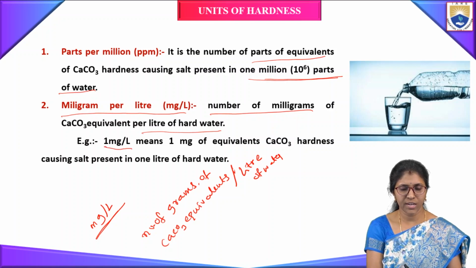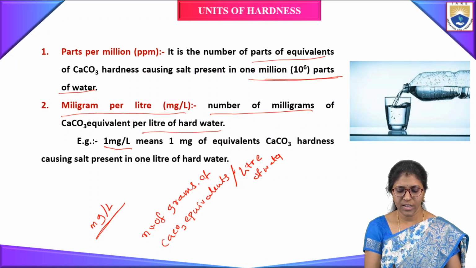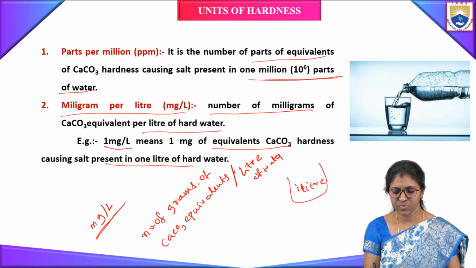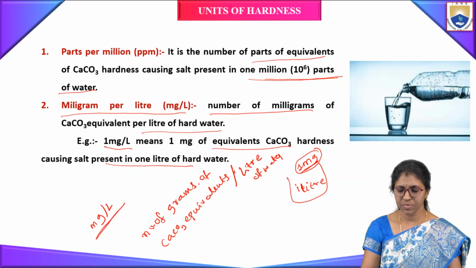For example, 1 mg per liter means 1 milligram of equivalents of calcium carbonate hardness causing salt is present in 1 liter of hard water. So this is our parts per million and milligrams per liter.